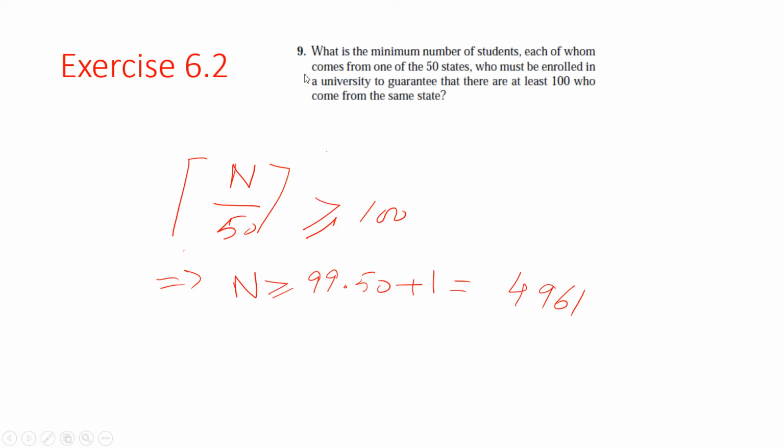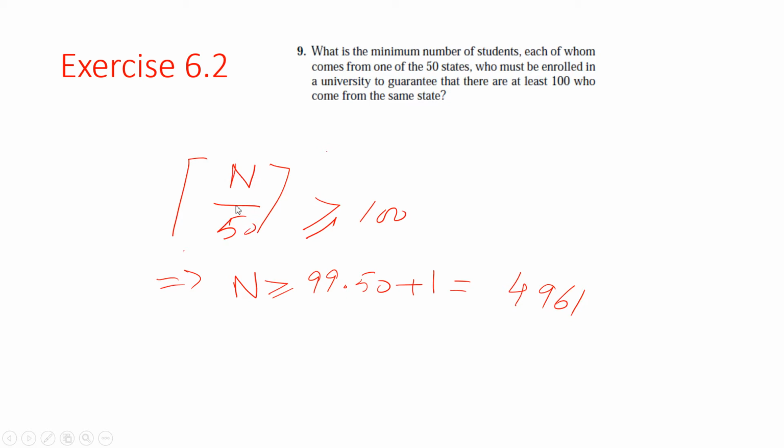the exercise. Now in this question, what is the minimum number of students, each of whom comes from one of the 50 states, who must be enrolled in a university to guarantee that there are at least 100 who come from the same state? So in this case, our students are pigeons and pigeonholes are 50. So we have to find this n such that the ceiling of n over 50 is greater than or equal to 100. And now if this answer is 99, then the ceiling function will be equal to 99.